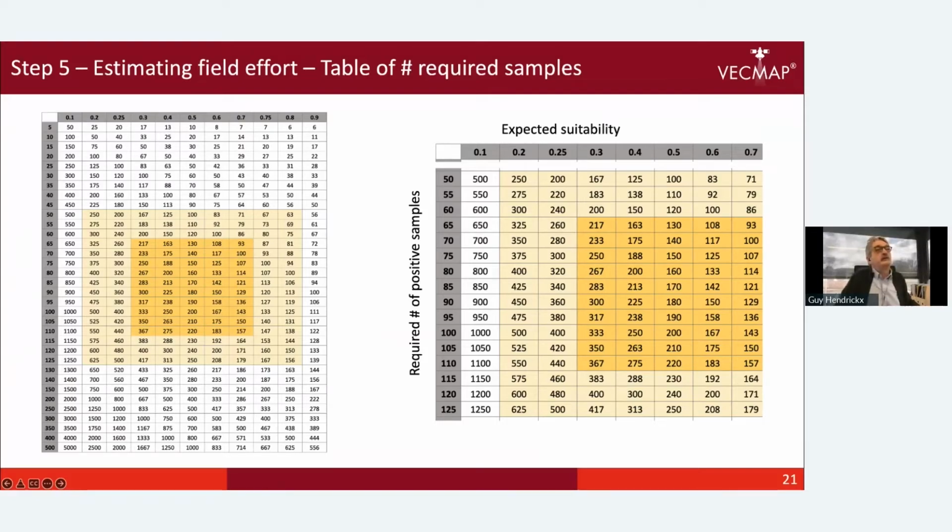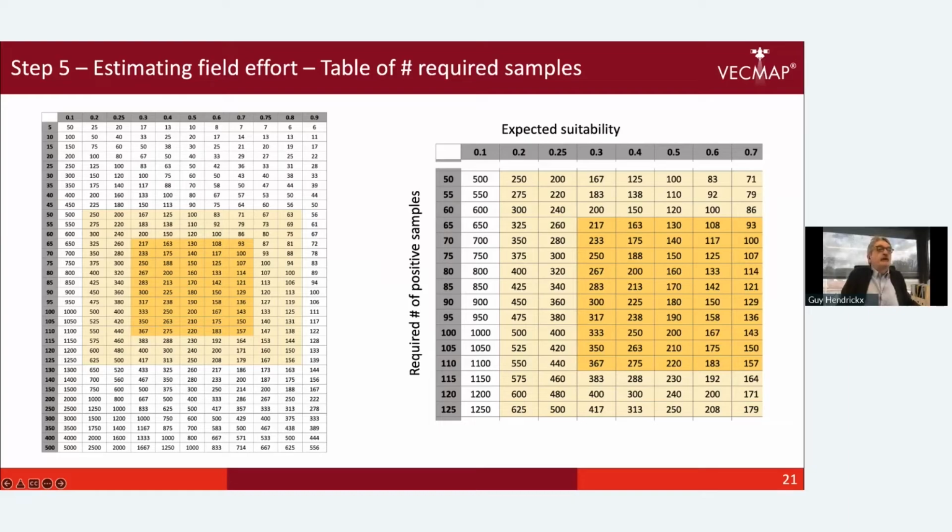It's quite clear that when you have a 50-50 chance to be positive, and you want to collect 50 positive samples, you will need to go for 100 field visits. That's quite clear. You just have one chance in 2 to get a positive. So in general, 100 field visits will yield 50 positive samples.